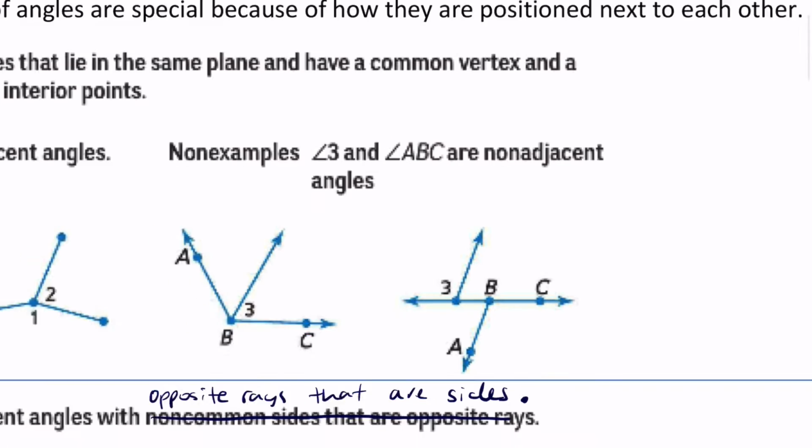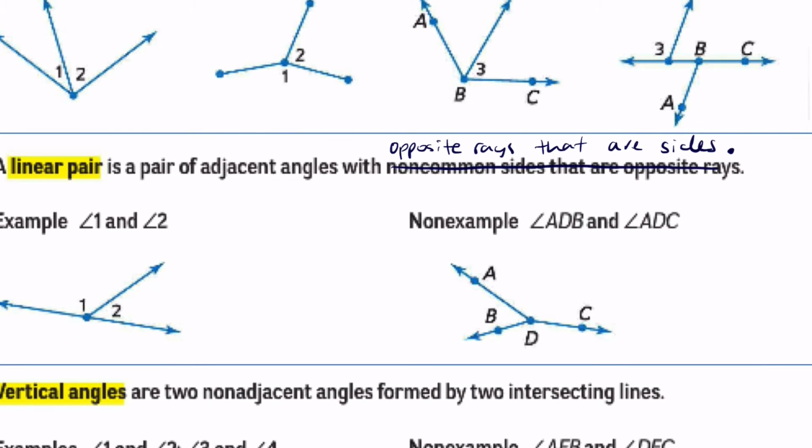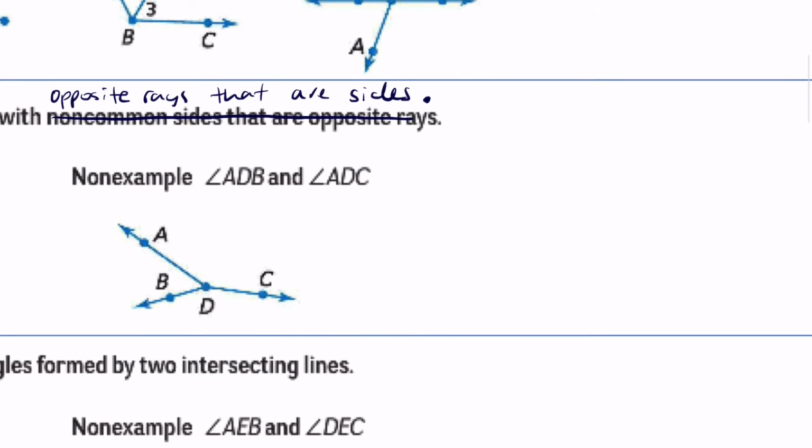So let's go ahead and start moving on. We're going to talk about linear pair. A linear pair is a pair of adjacent angles with opposite rays as their sides. Now remember, what opposite rays are is that when you have a vertex and it goes in one direction, and using that same vertex, it goes to the other direction. Well, what do we see here? It creates a line, right?